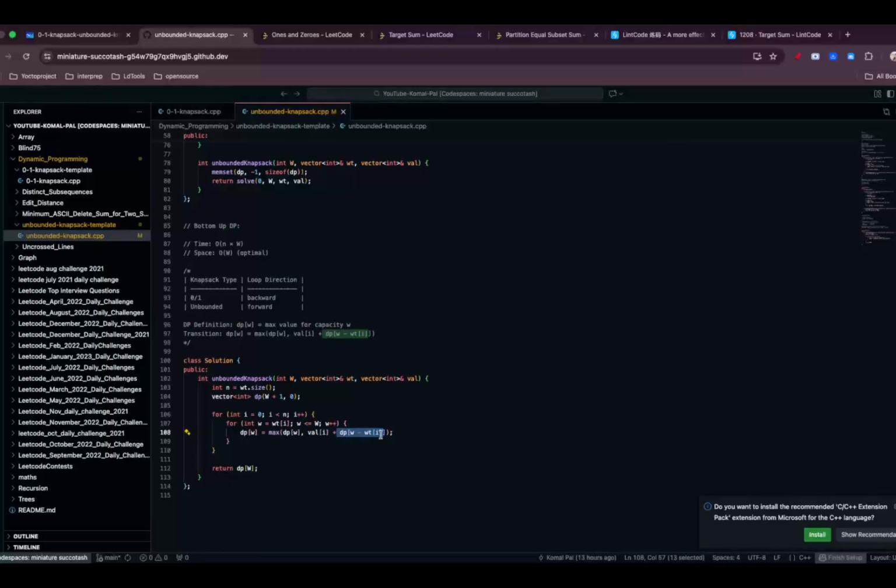So out of them, whatever will be the maximum, that will get stored in dp of w, and at the end we will be returning the dp of the maximum capacity of the knapsack. So that will give us the maximum weight, basically the maximum number of items, which we can store with this much capacity. So that will be the thing for this unbounded knapsack.